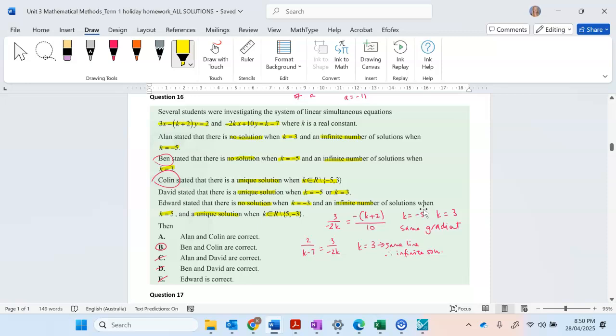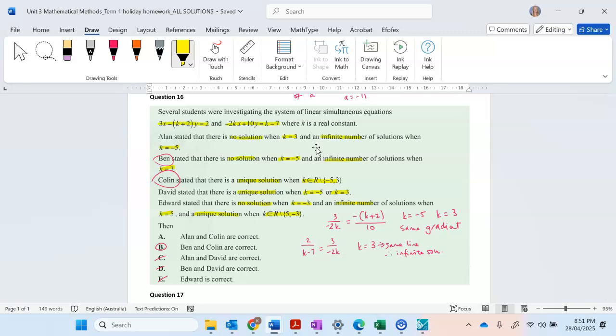Question 16. So many words. I look at this and I just think this would put so many students off. This is why it's important during reading time to read something like this and think, okay, there's a lot of information there, but it's actually not as bad as it seems, because ultimately you're just solving linear equations.